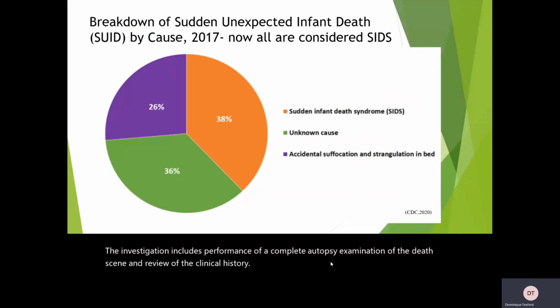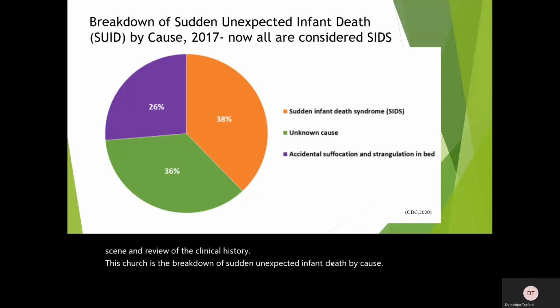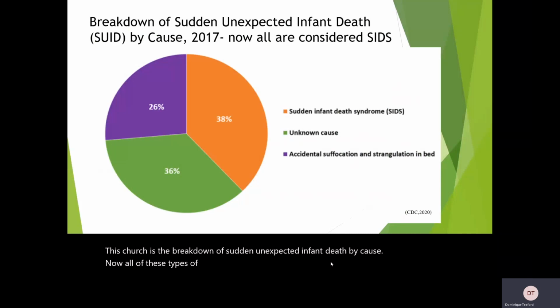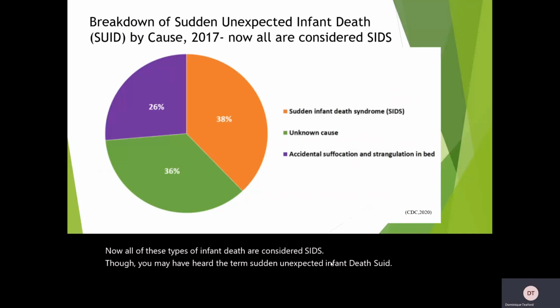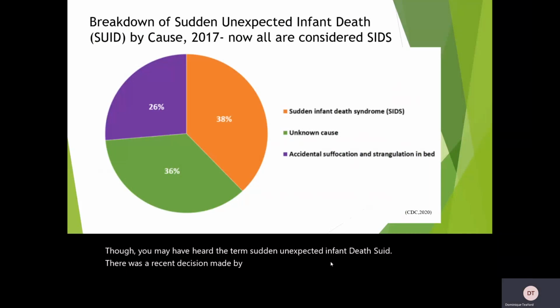This chart shows the breakdown of sudden unexpected infant death by cause. Now, all of these types of infant death are considered SIDS. Though you may have heard the term sudden unexpected infant death, SUID, there was a recent decision made by the California SIDS Advisory to return to the use of SIDS because it causes less confusion for families.